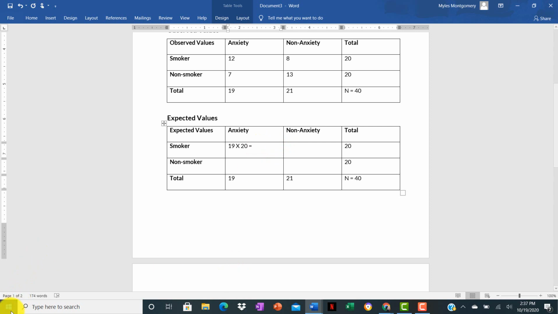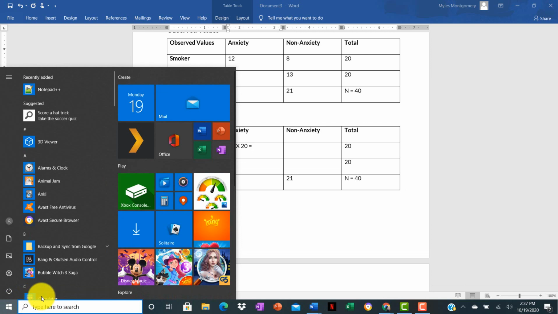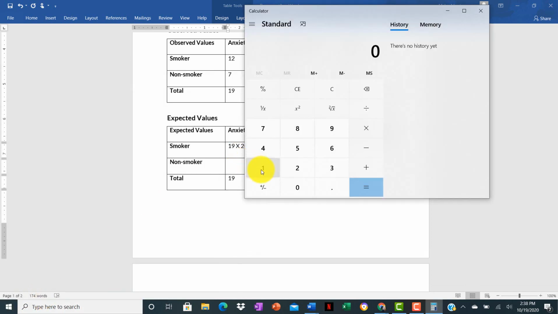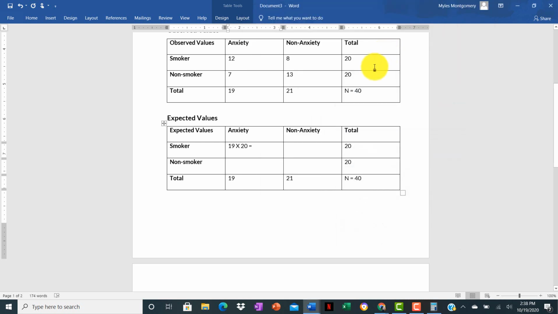Equals. Okay. And if you need to, of course, I'm just going to invite you to just be absolutely sure and say 19 times 20 equals 380. We'll just knock that down to the toolbar, and then the next thing we need to do is take that 380 and divide it by our n value, which in this case is 40.